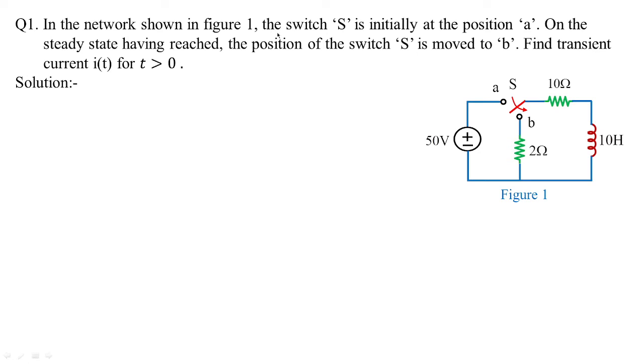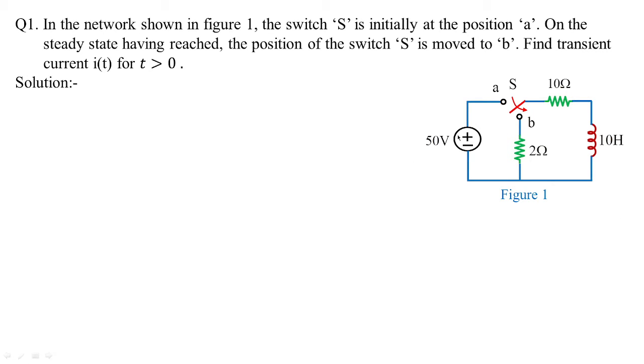In the network shown in figure 1, the switch is initially at position A. Once steady state conditions are reached, the position of the switch is moved to B. Find the transient current i(t) for t greater than 0. So we have to start with the solution.